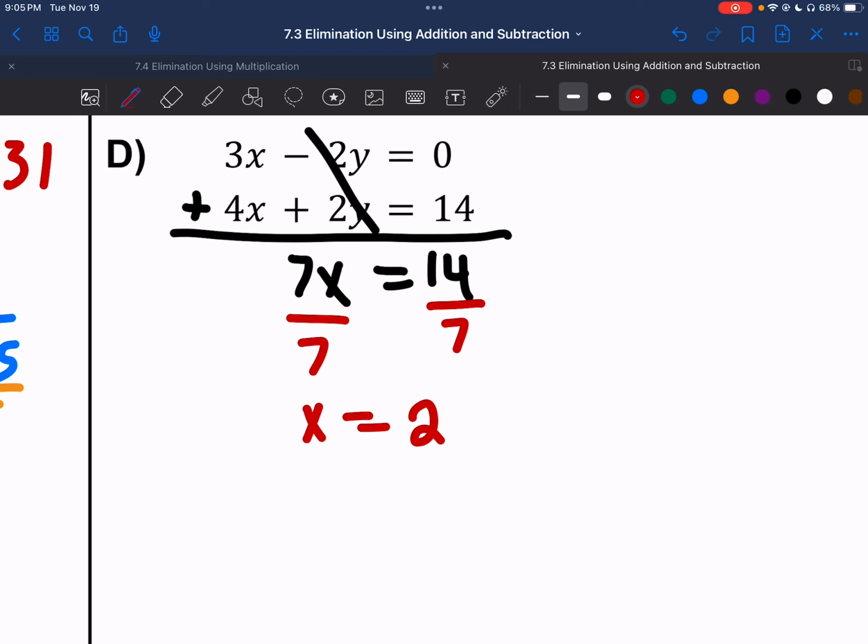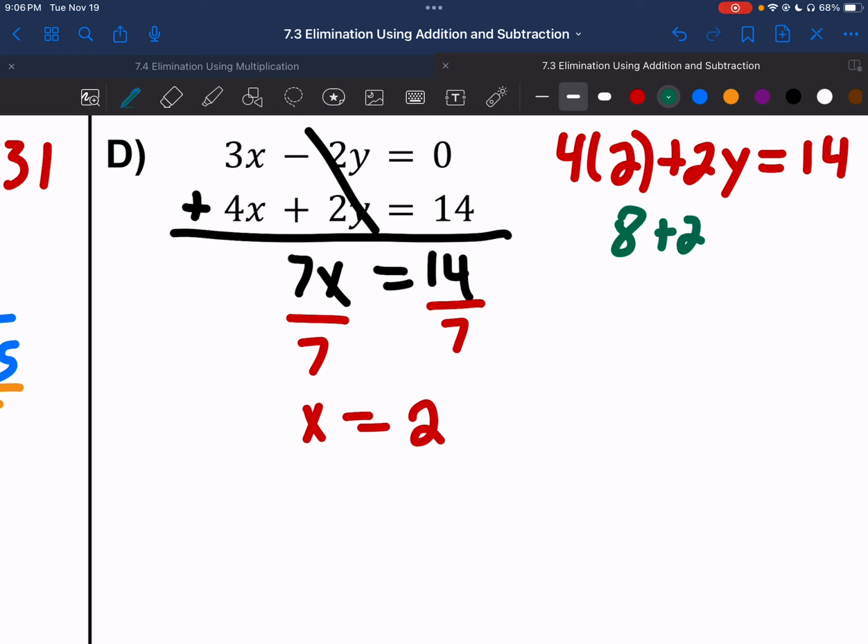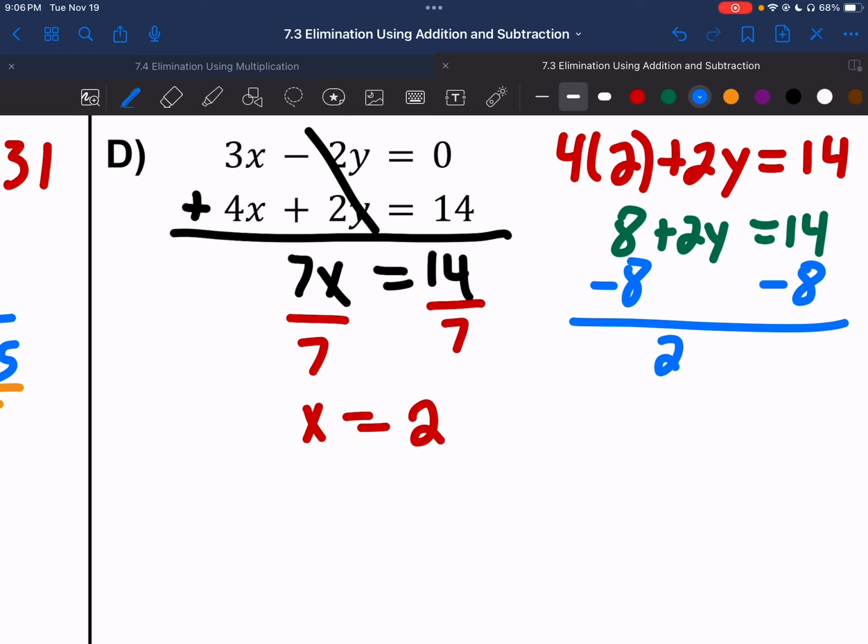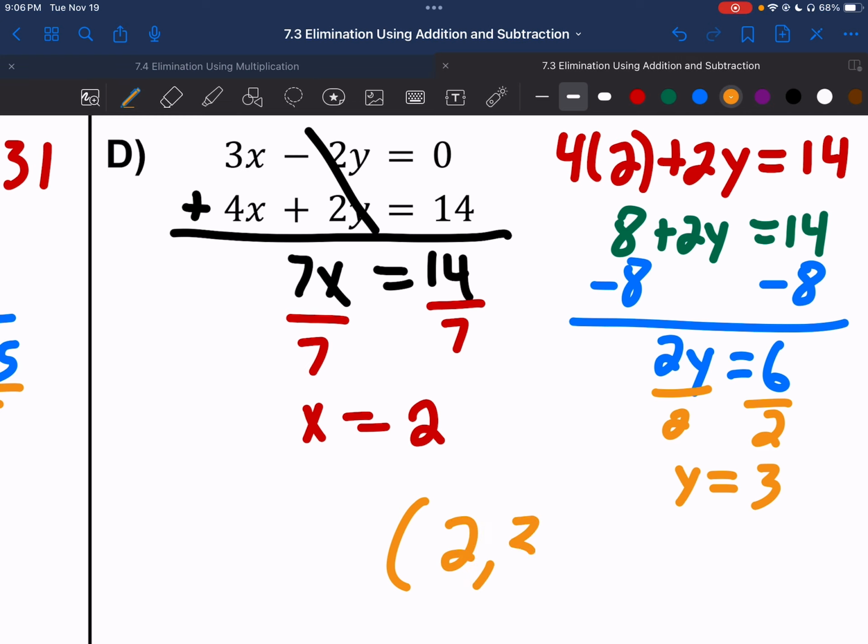And we're going to substitute that in. So we're going to do 4 times 2 plus 2y equals 14. 4 times 2 is 8. We are going to subtract that 8 from both sides of our equation. 14 minus 8 is 6. And then we're going to divide that by 2, and we get y is equal to 3. So my ordered pair is 2, 3.